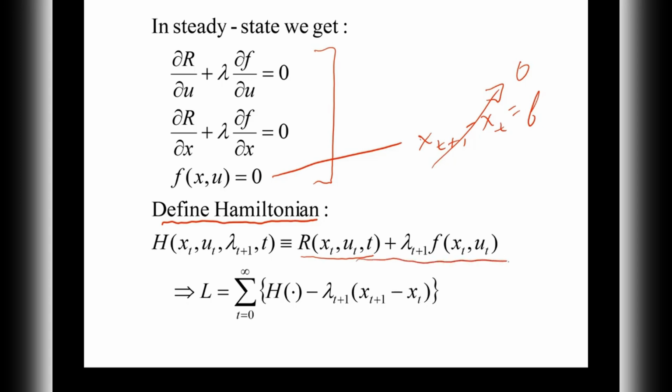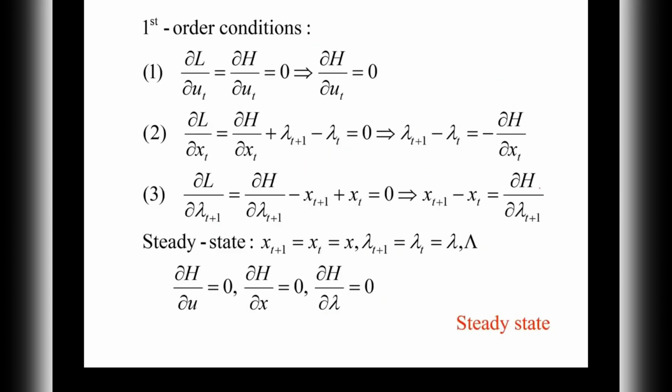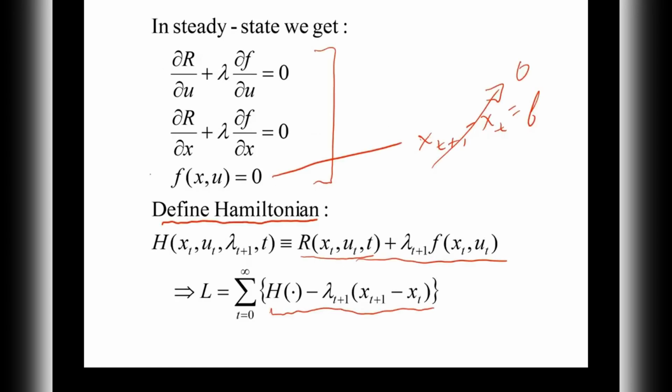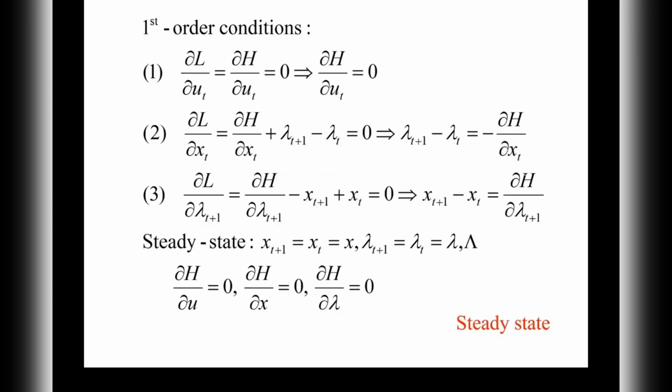And notice also that we no longer have the summation in there. So what the Lagrangian looks like, if we make that substitution for the Hamiltonian, is the Hamiltonian minus lambda t plus 1 times x t plus 1 minus x t. So notice that we now have this Hamiltonian expression, and this is the one we're going to take the derivatives with respect to.